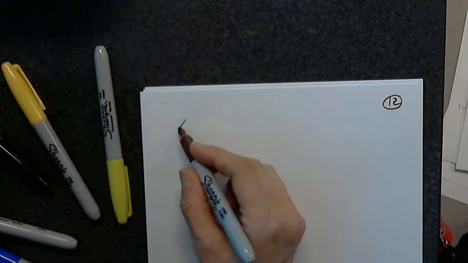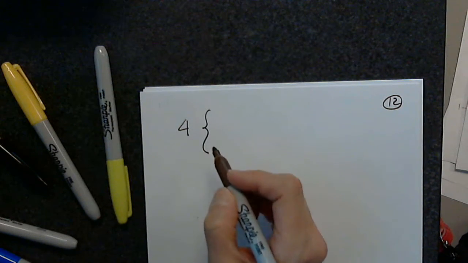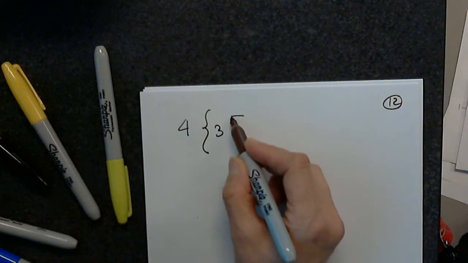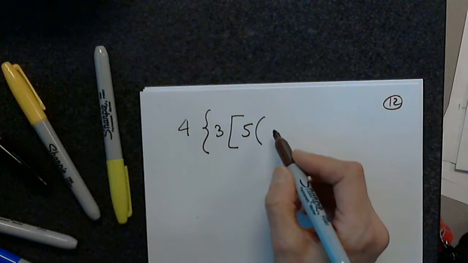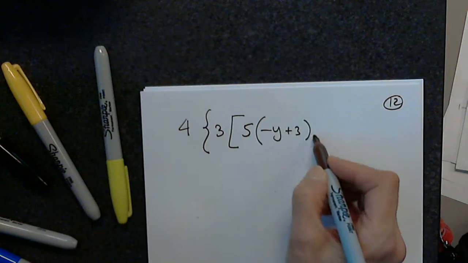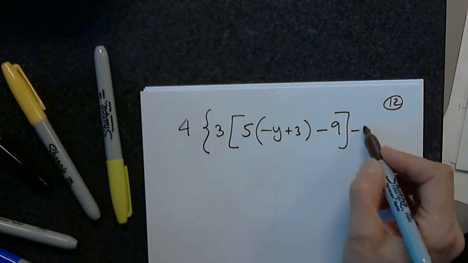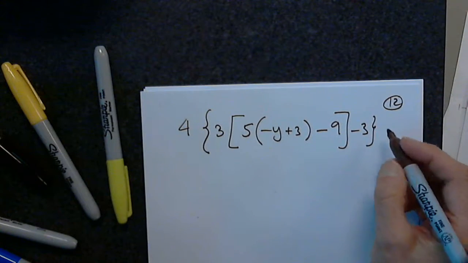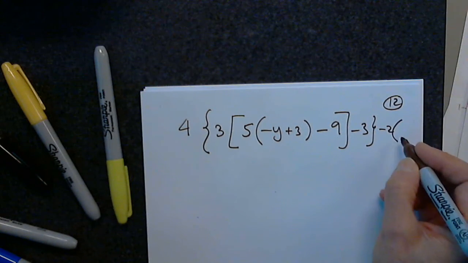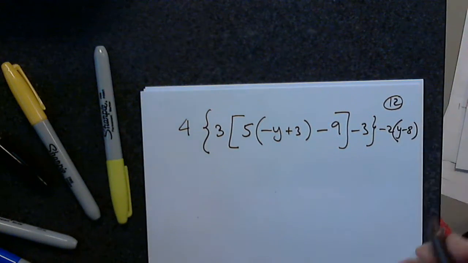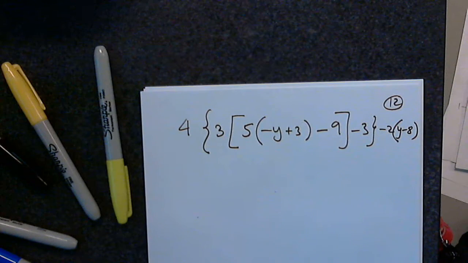So here's a question from a previous test. 4 braces, 3 bracket, 5 in parentheses, negative y plus 3 minus 9 bracket, negative 3, close the braces, now minus 2 in parentheses y minus 8. Very good. So let's do this.